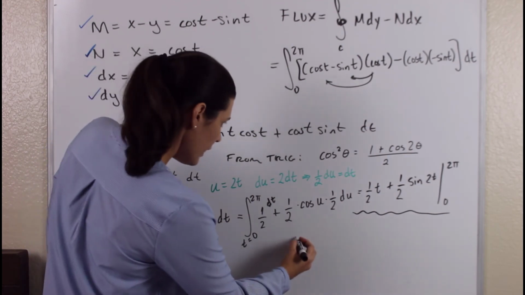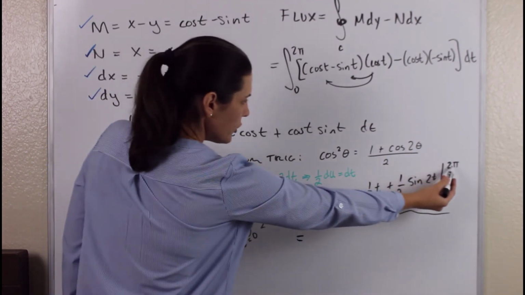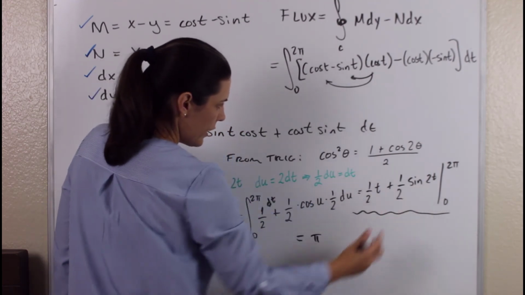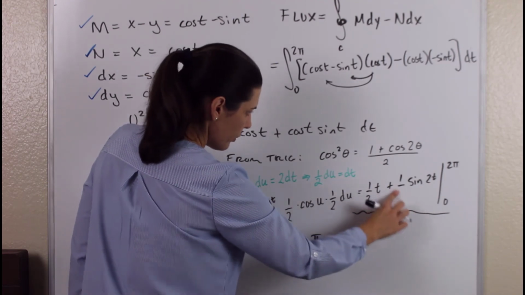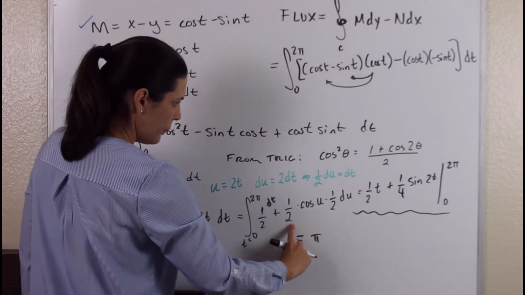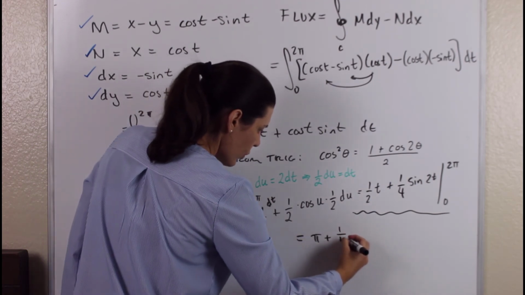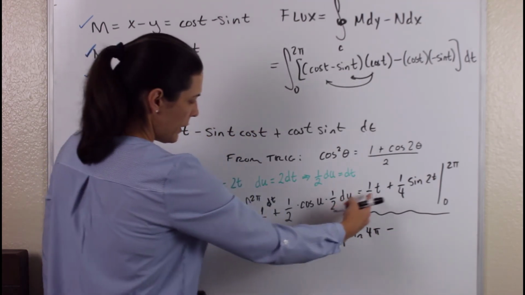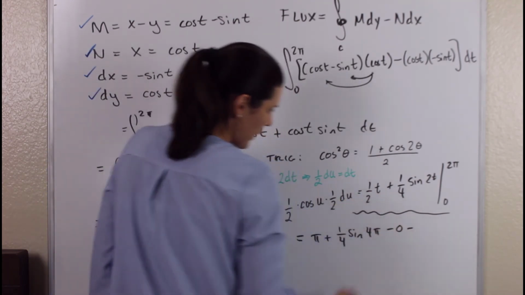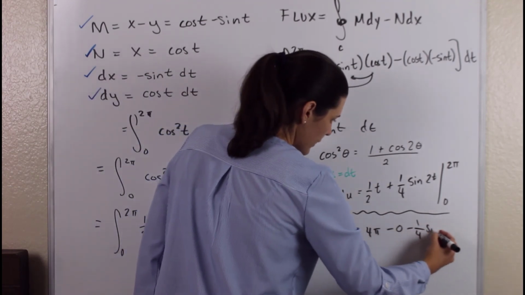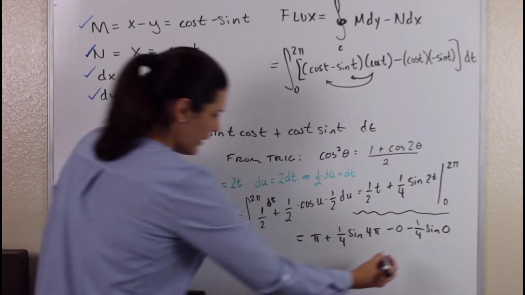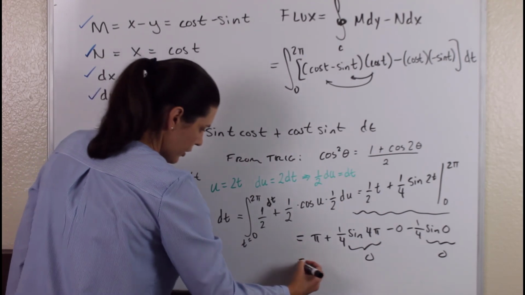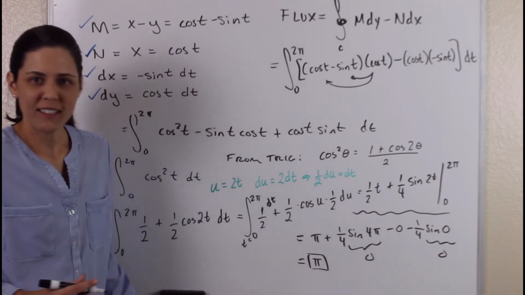Almost there. Let's keep going. Plug in a 2 pi right here. We're going to get pi. Then plug in a 2 pi here. We're going to get, oh, this is a 1/4, sorry. 1/4 from there. So we're going to get plus 1/4 sine of 4 pi. And then minus, this becomes 0. 1/2 times 0 minus 1/4 sine of 0. Okay, this is 0. This is 0. So final answer, pi. So all that to get to just pi right there.